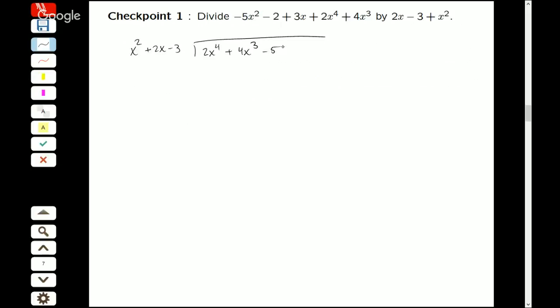So minus 5x squared plus 3x minus 2. Now you can do it. Now it doesn't look quite so bad, right? It actually ends up being relatively simple because you have 3 terms right here. So it ends up being fairly short.